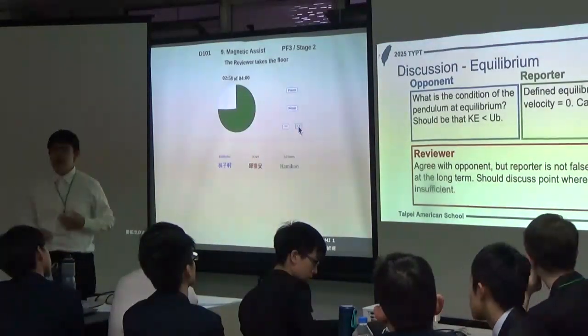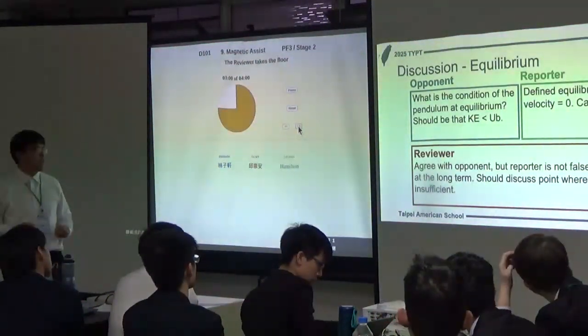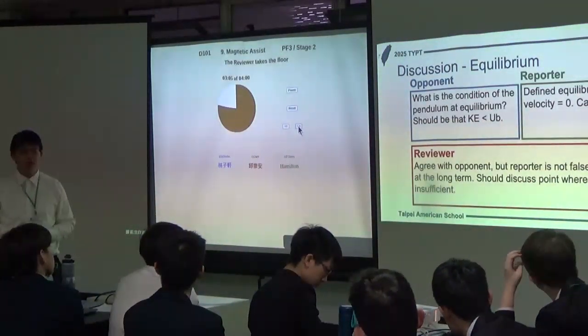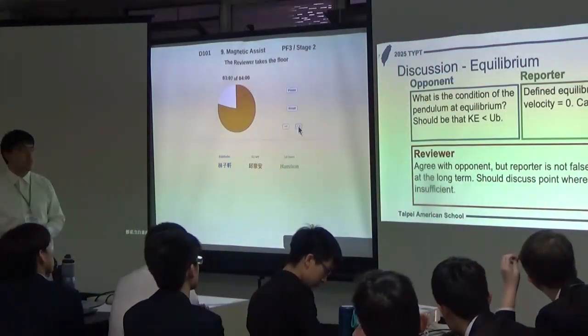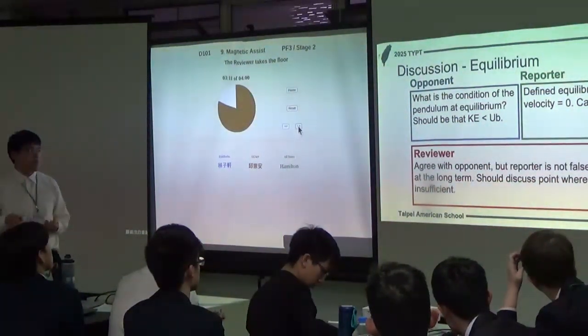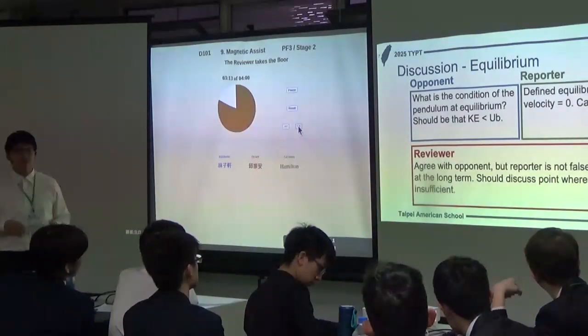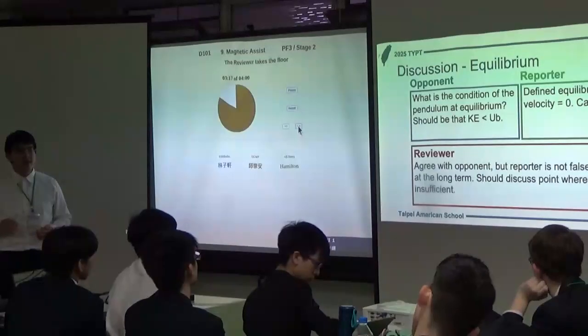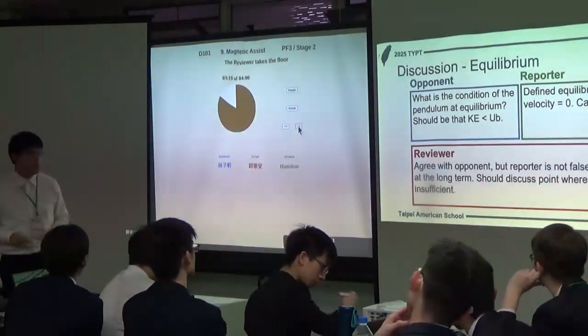The opponent also brought out how the equilibrium should be defined. They defined it as the point where the kinetic energy is less than the magnetic energy provided by the magnets, while the reporter claimed it to be velocity zero, although the pendulum can still exhibit vibration. While I agree with the opponent, I don't think the reporter is entirely false, and I do agree that despite the equilibrium, it can still exhibit vibrations.